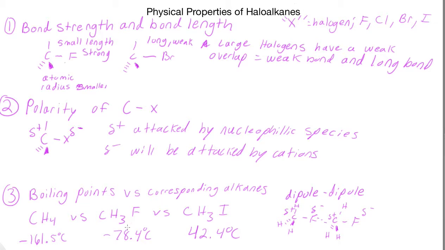Now, if we look at CH3F versus CH3I, CH3I has a way bigger boiling point. Now, why is that? Well, the only difference between these two halogens is iodine is much larger than fluorine. The reason why iodine is much larger than fluorine is because it contains more electrons, more shells, but that's not really important. What's important is when atoms are larger, they have more London dispersion forces. So I'll write that right here.